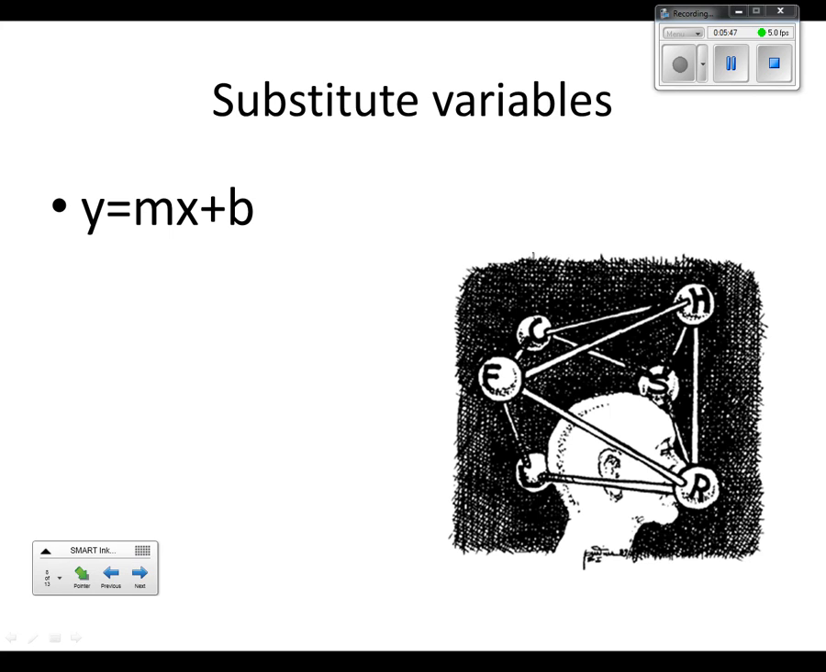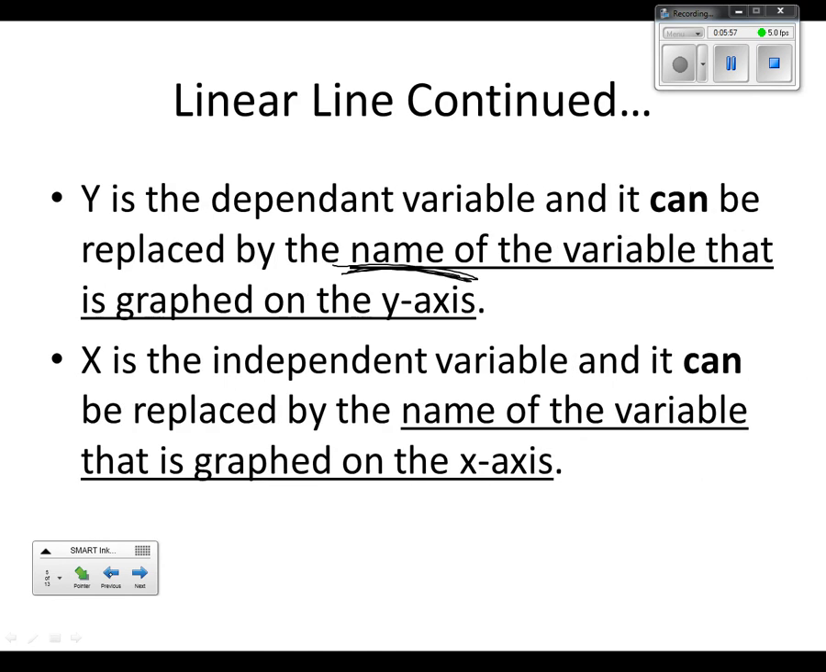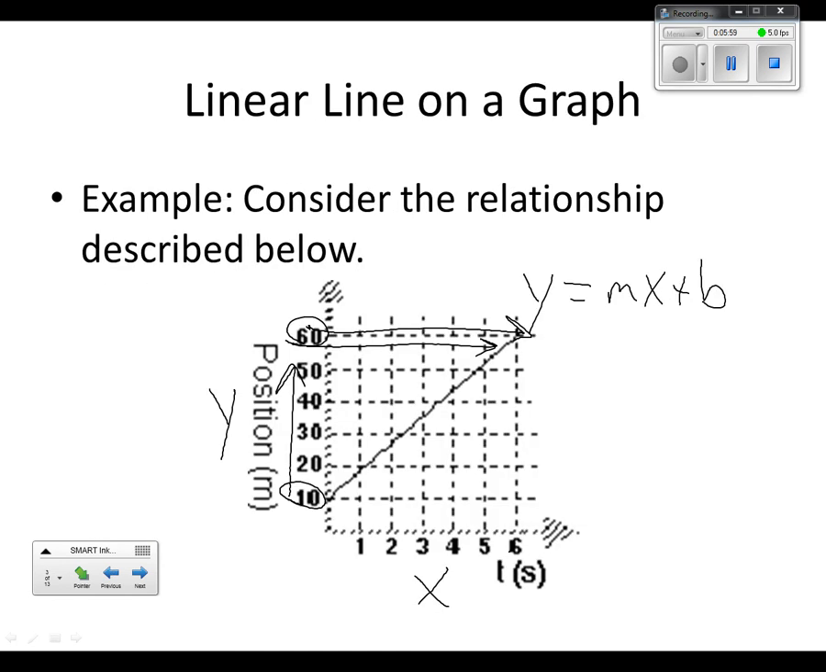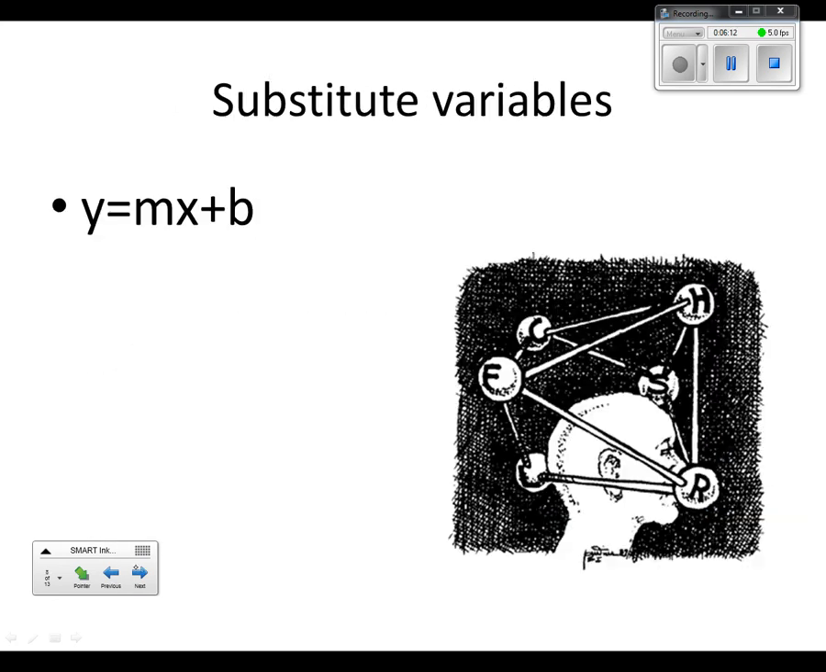So let's go ahead and substitute in the variables. A lot of you aren't going to get this at first because you don't want to switch from y equals mx plus b. So let's first look at the y-axis. The y-axis name is position, so we'll substitute that name in for y. The x-axis name is t, or time, so we'll substitute that in there. Many of you will, again, have trouble. The concept's not hard, just the format that I use is going to be different for you.